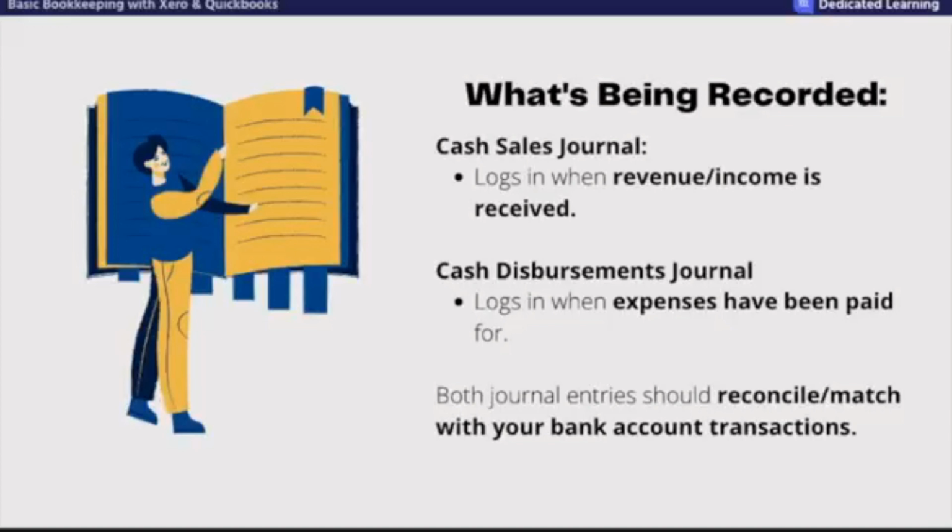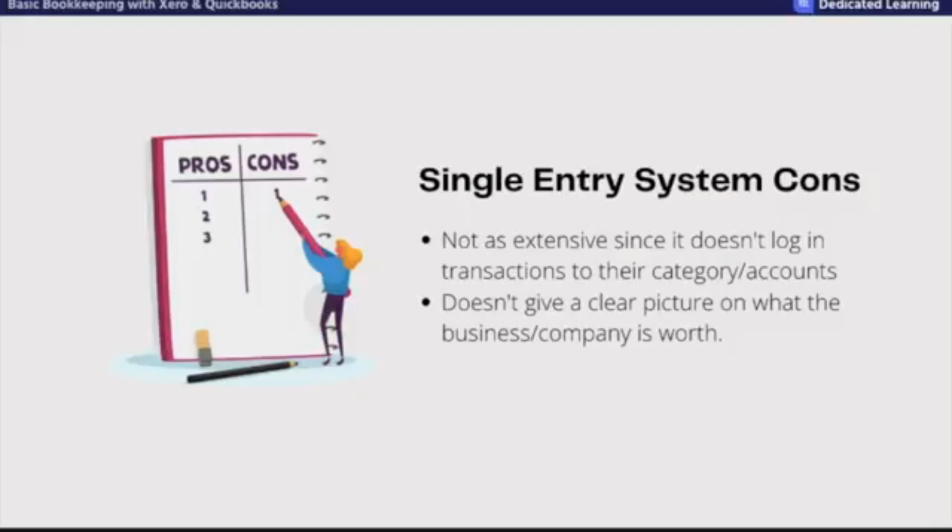So when we reconcile, it means it should match whatever income you have in your cash sales journal. There should be a corresponding transaction in your bank account records, and vice versa when it comes to expenses that are being paid. So it's very simplified, and as you might realize, this is why it's not really the preferred method for bigger companies, because it's not as detailed or as extensive.